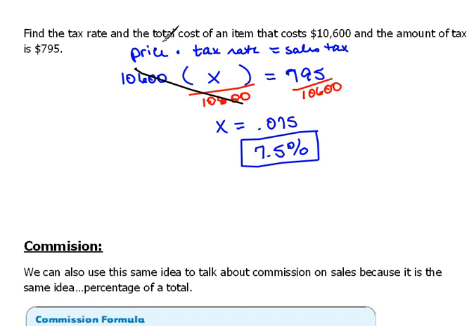Now to find the total cost of the item, again, we're going to add our original price, which was $10,600, along with our sales tax of $795, which they already gave us, to get $11,395.